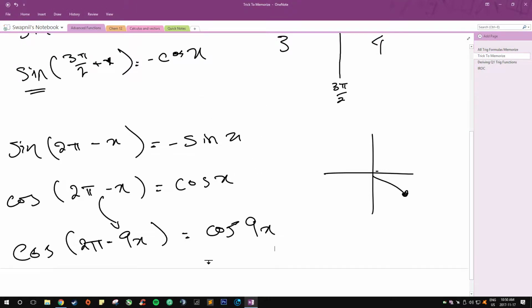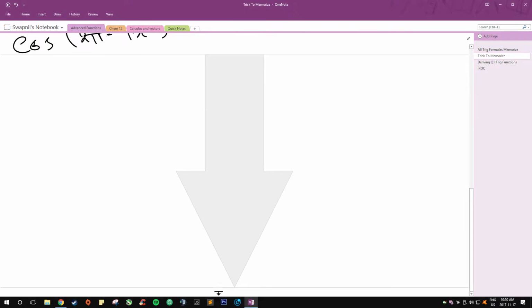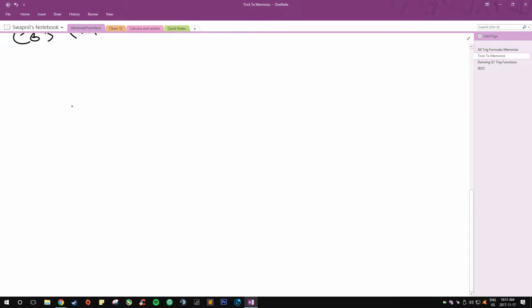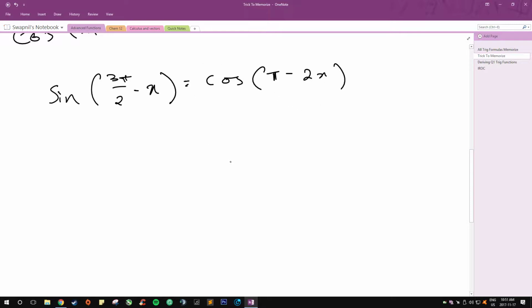Okay, and let me show you why this is helpful and it comes in handy. Let me give you a trig identity. So a simple one. Here we have sine of 3 pi over 2 minus x equals cosine of pi minus 2x. How do you say if these are equal?